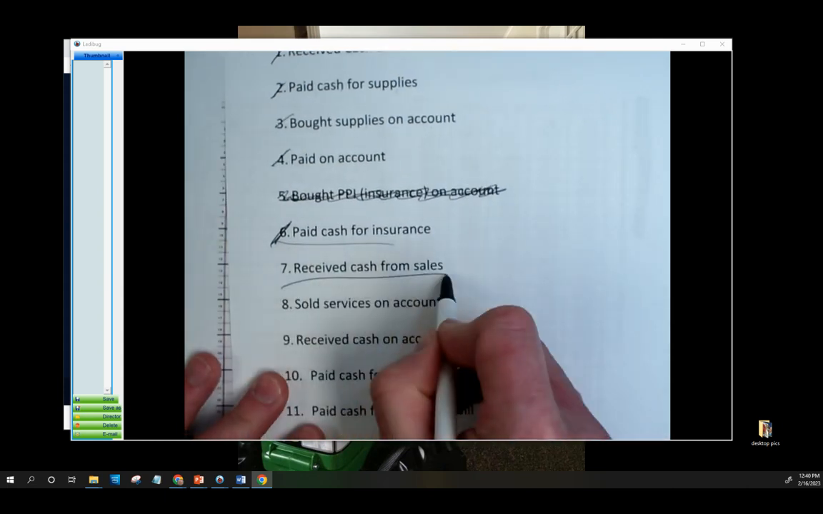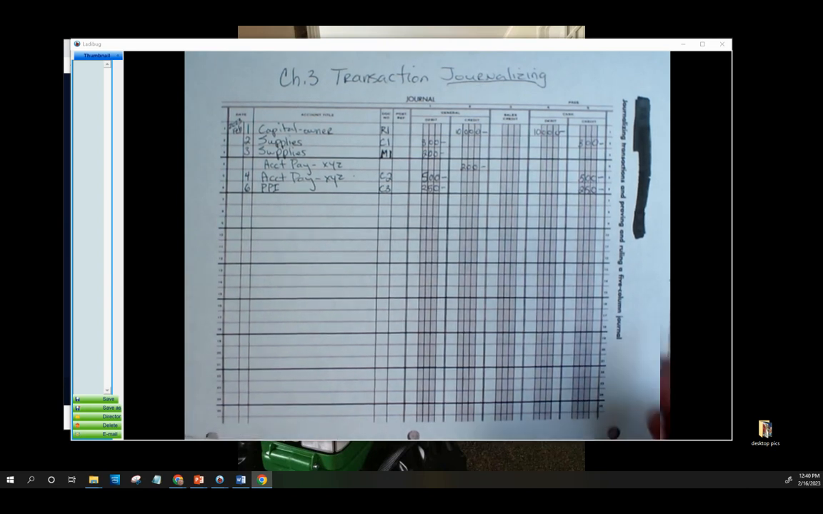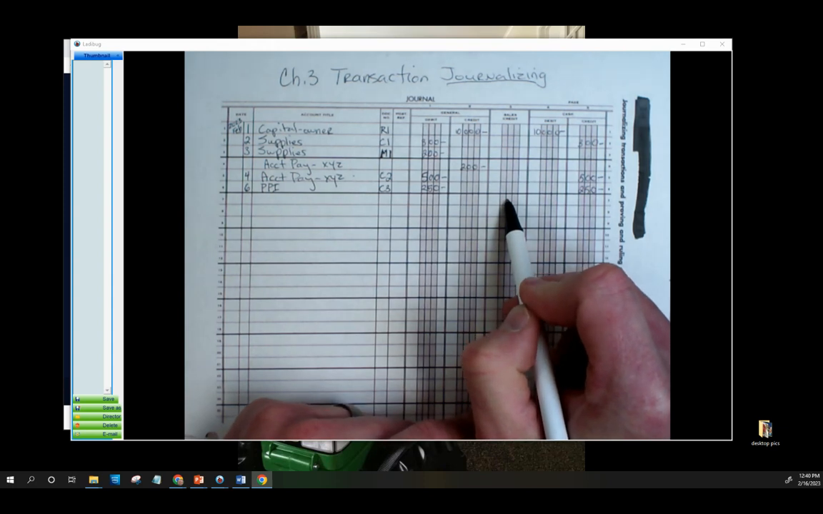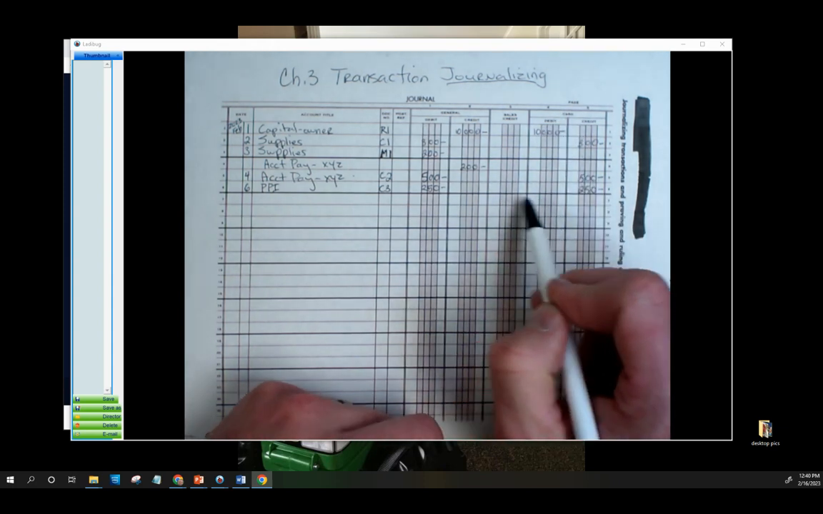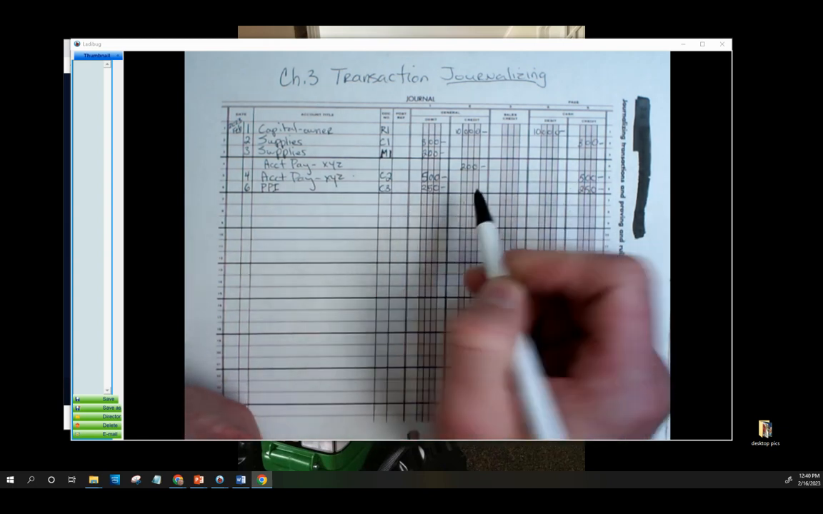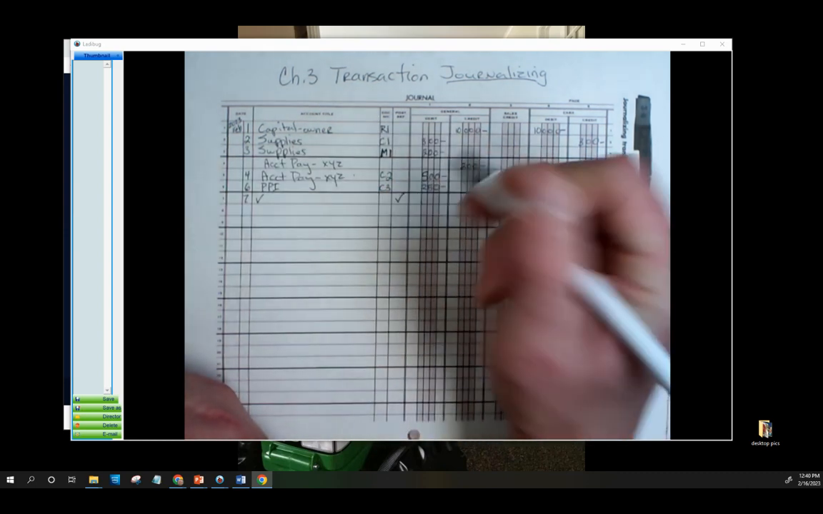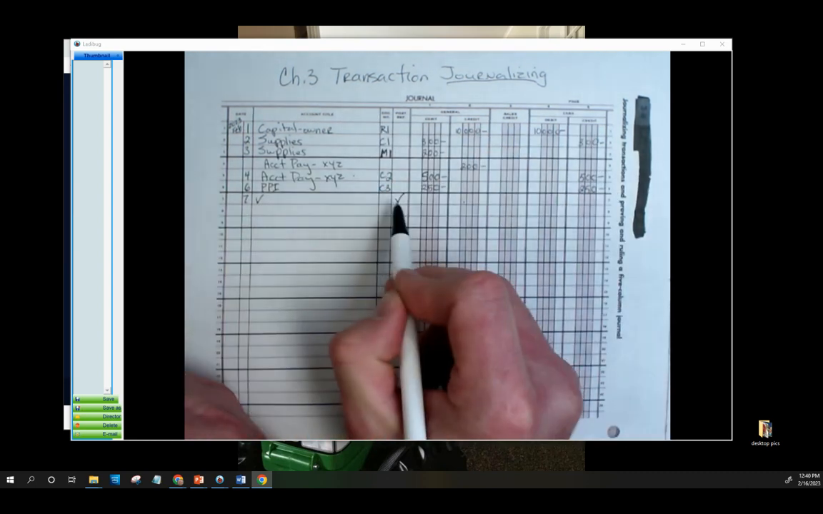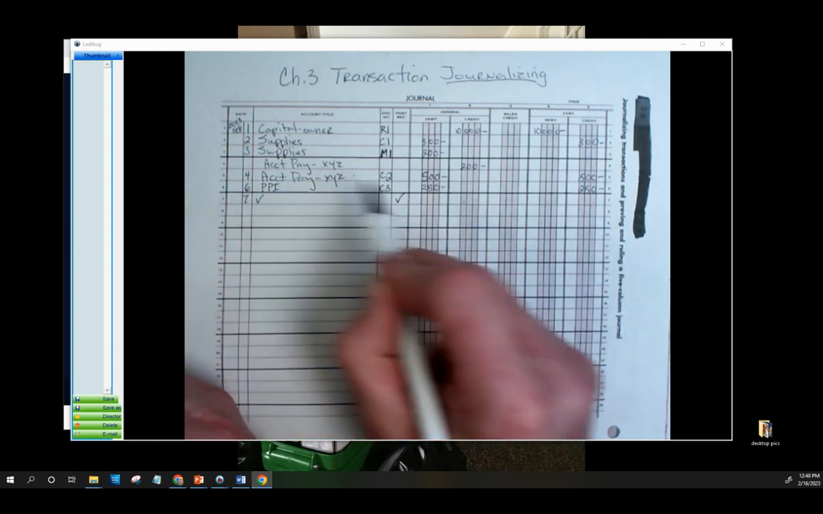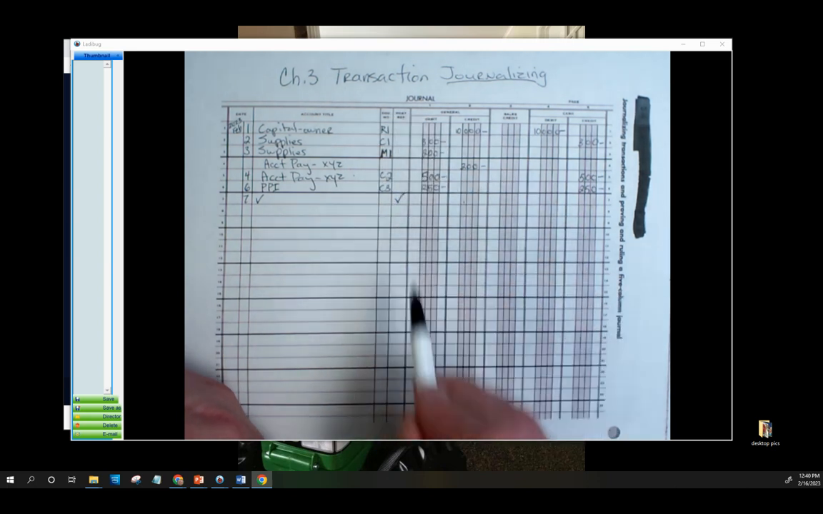Okay, next one, receive cash from sales. This would be your register tape one. So we made a sale, which is a credit, and we received cash, which will be a debit to cash. Because we're going to be over in these two columns and nothing's going to go here, we're going to put a check mark here and a check mark here. This signifies that we didn't forget anything, that nothing is supposed to go here. So this is purposeful, and this needs to be here. This gets explained in chapter 4 when we do the posting.